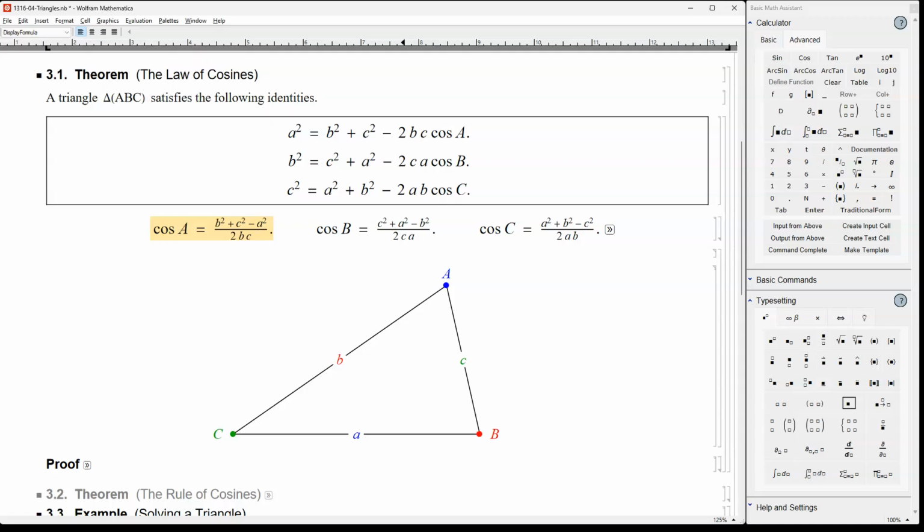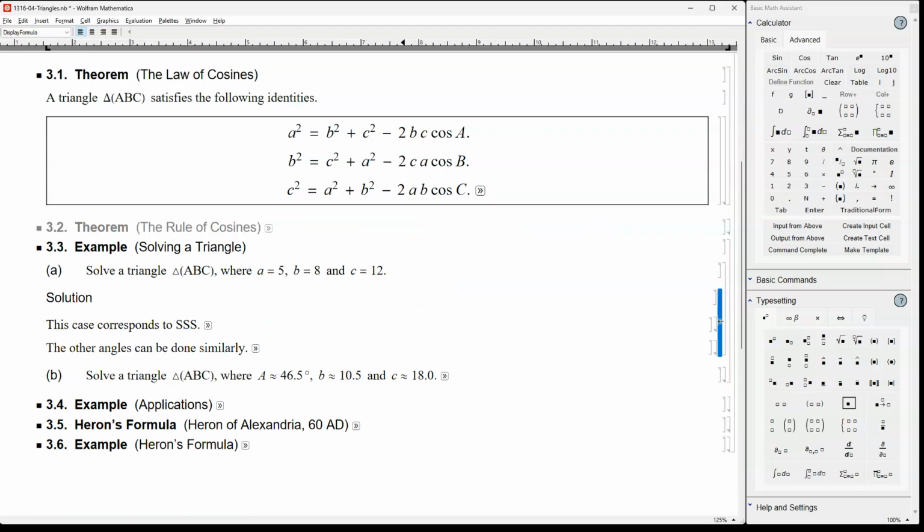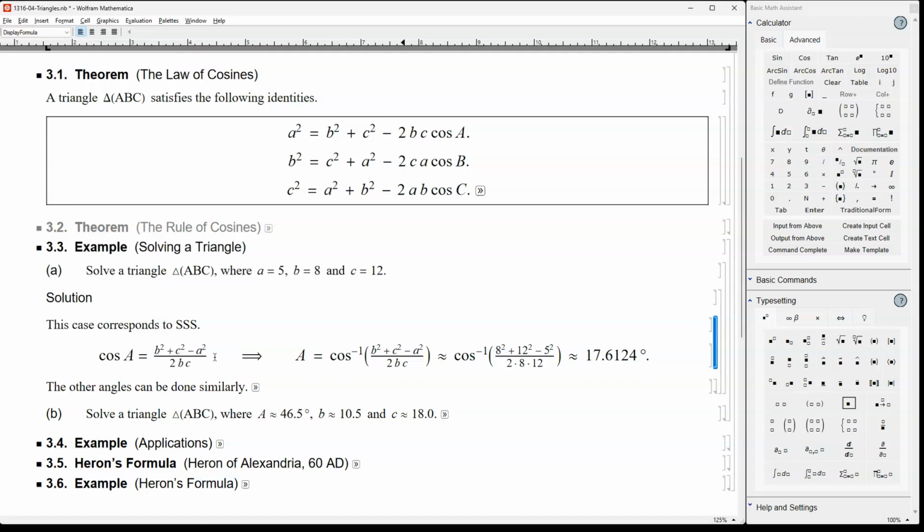Put the numbers in and take the inverse cosine. Easy. Okay, let's do that. Put the numbers in and then do your computation. Take the inverse cosine of this quantity and punch it into your calculator. Make sure your calculator is in degree setting. You're going to get about 17.6 degrees like this.